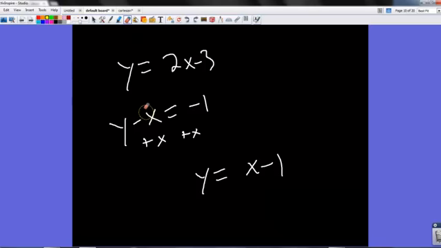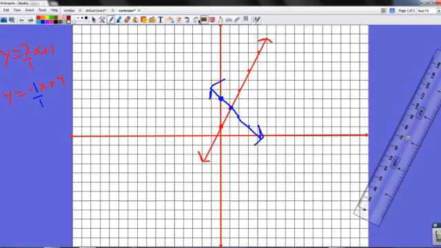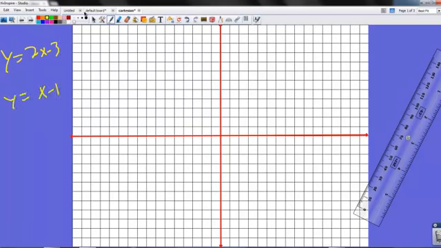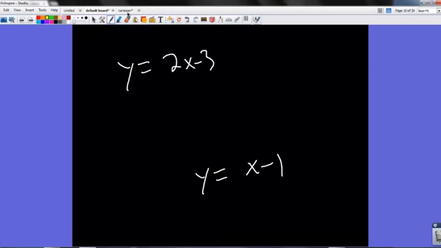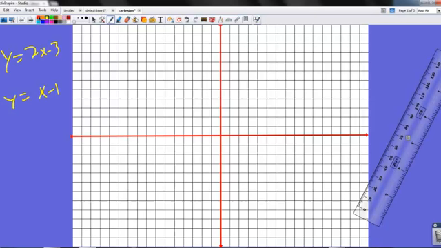So we're going to ignore this one. It's not here anymore. It got transformed. So here are your two equations you're going to graph: 2x minus 3 and x minus 1. So to the graph we go. Let's see here. 2x minus 3 and x minus 1. Correct? Yes. Graph the first one.